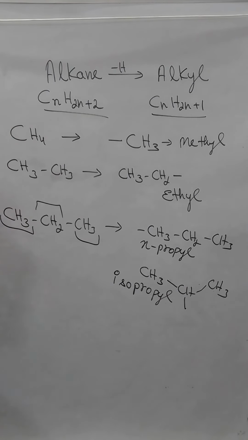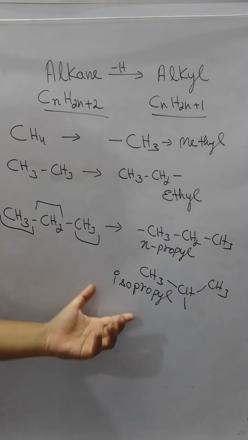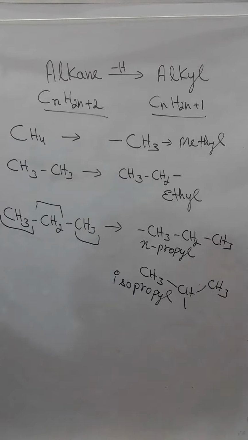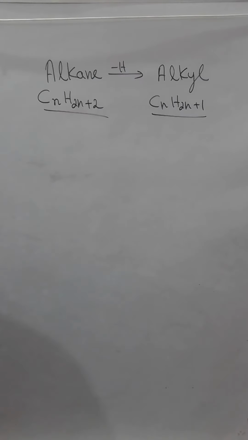Okay, now let me go to the next homolog, butane. So methyl, ethyl, N-propyl, isopropyl. Most of the time we will be using these in the common nomenclature, or as substituents over here. Okay. Now we will go to the 4 carbon containing. Let me go for the 4 carbon atom.